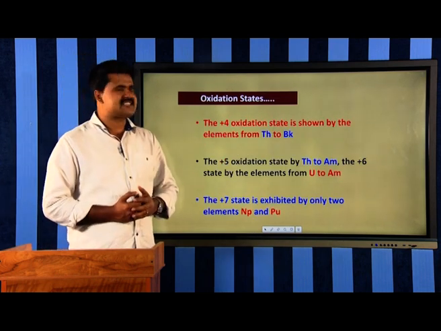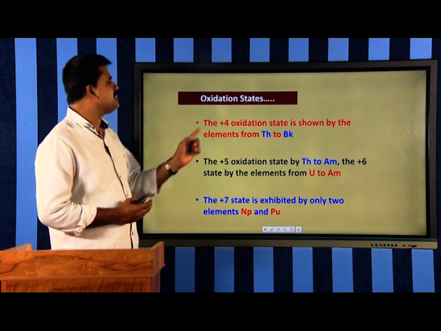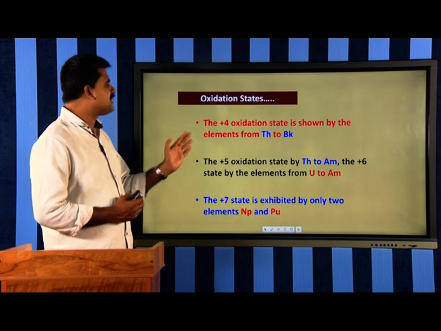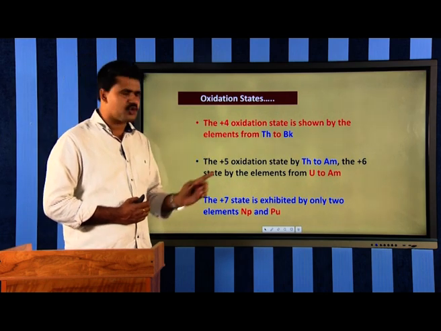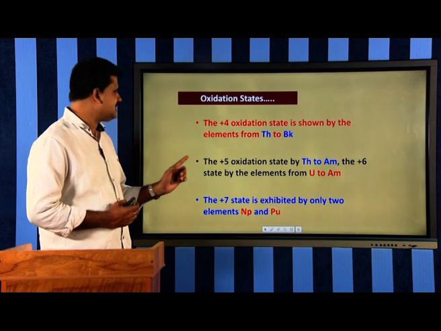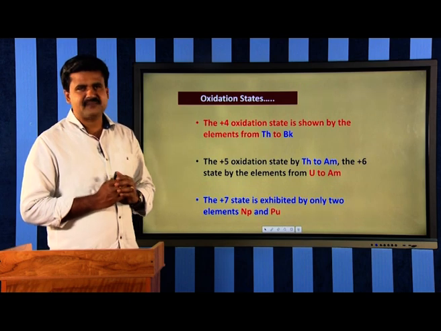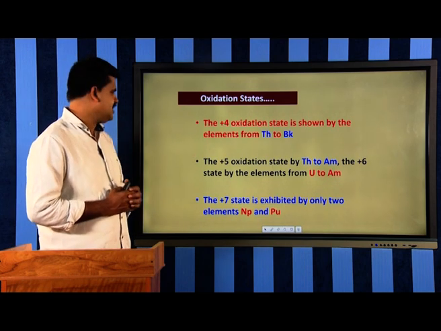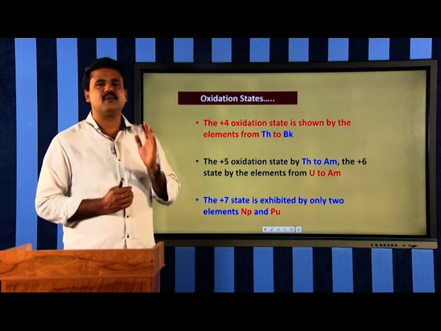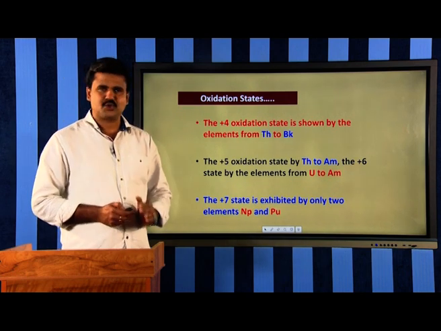The +4 oxidation state is shown by elements from thorium to berkelium. The +5 oxidation state is shown by elements from thorium to americium, and the +6 oxidation state is shown by elements from uranium to americium. The +7 state is exhibited by only two elements, namely neptunium and plutonium.